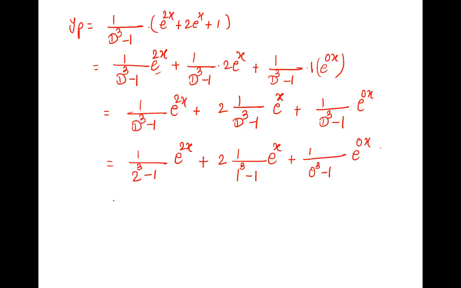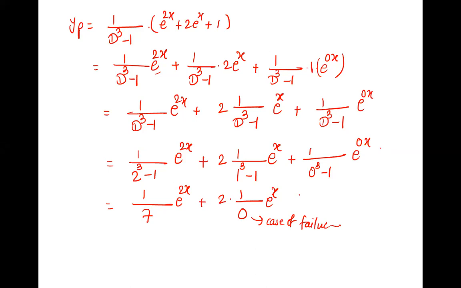Correct. What is this? 1 upon 8 minus 1, that is 7, e raised to 2x. Correct. This is 2 into 1 upon 0. This is okay, non-zero. This answer is done, but this is 0. So at this step, this is the case of failure.